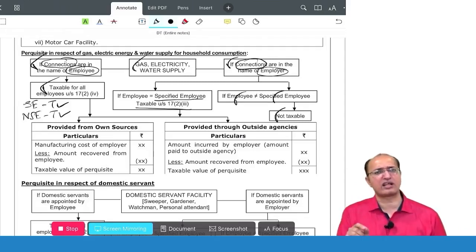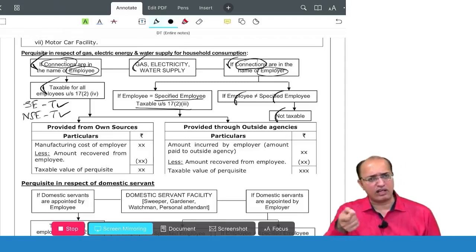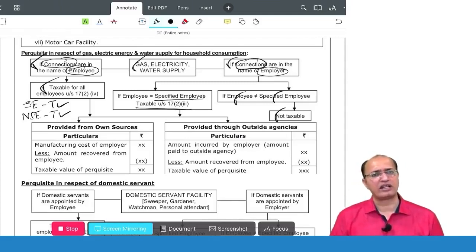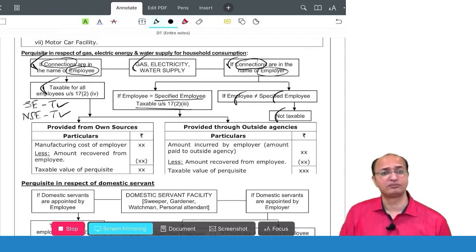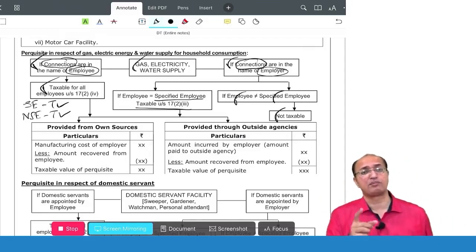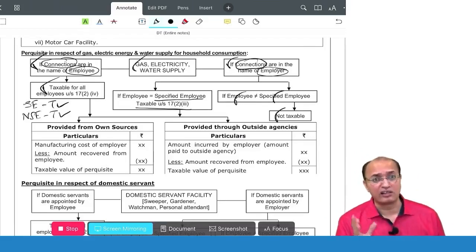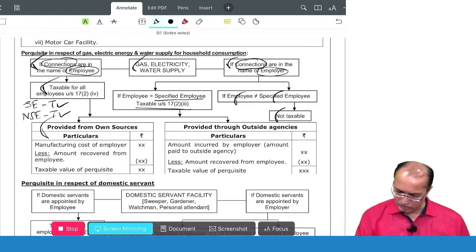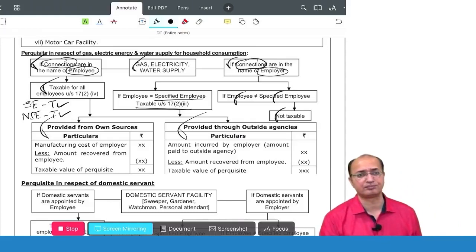But the water and cooking gas connection, that is not supplied by Tamil Nadu Electricity Board. That is supplied by someone else, and your employer might be paying the bill to them. So we say it is supplied from a third party. It is supplied by other agencies. Have you understood the difference? This facility is provided from own sources, and this facility is provided through outside agencies.